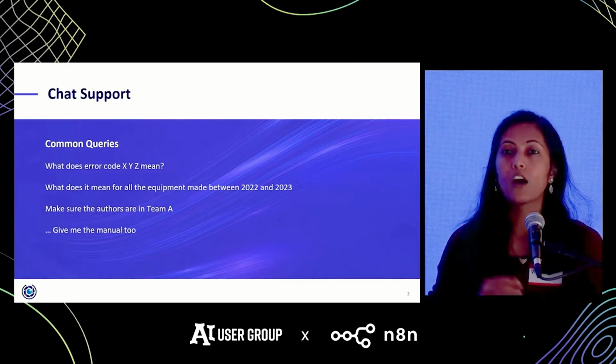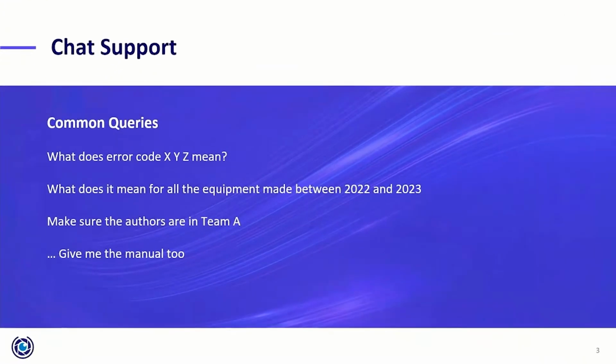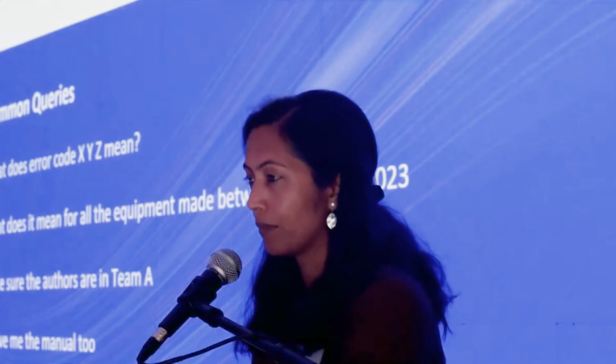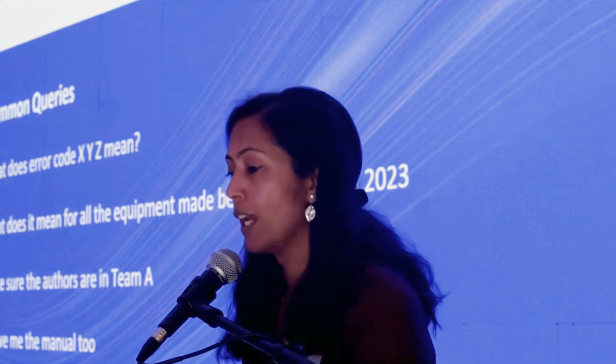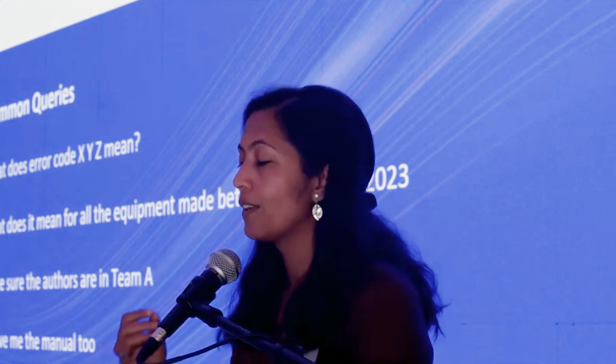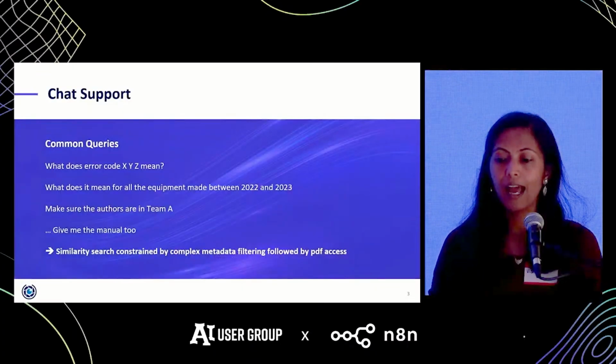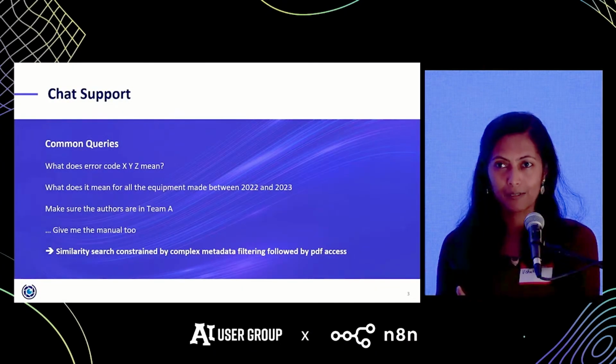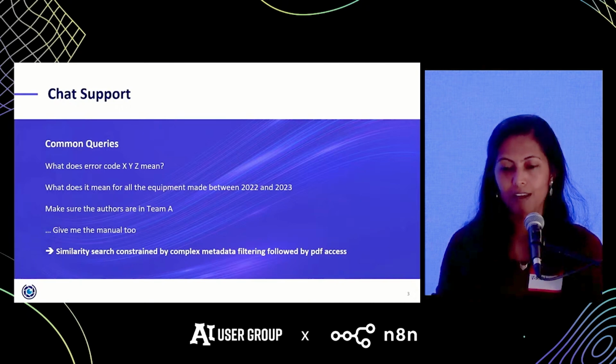The other one is the use case that we have all now been coming across, a chat support sort of use case. So what does error XYZ mean? What does it mean for equipment made between 2022 and 2023? And anytime you get the manual for the equipment, you want to limit it to manuals authored by Team A. And you want to see the manual, of course. So again, we are talking about a real-life problem with similarity search constrained by metadata filtering and followed by PDF access. So you see the theme of where I'm going with this.